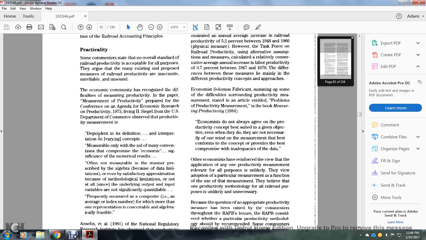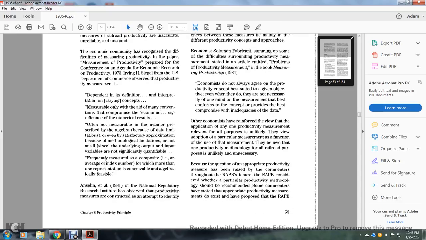dependent on the definition of the preparation of the various components. Measuring only with the aid of the more convenient convention can compromise the economic significance of a numerical result. Often the non-measurable manner prescribed in the algebra, because of data limitations, even the success figure approximation and methodological eliminations, and not all underlying input variables are significantly quantifiable. Frequently it is measured as a composite with an average and index number, from which more than one algebra is conceivable and feasible.